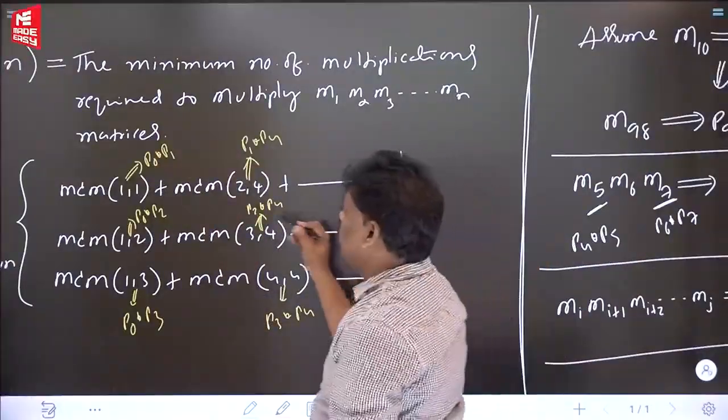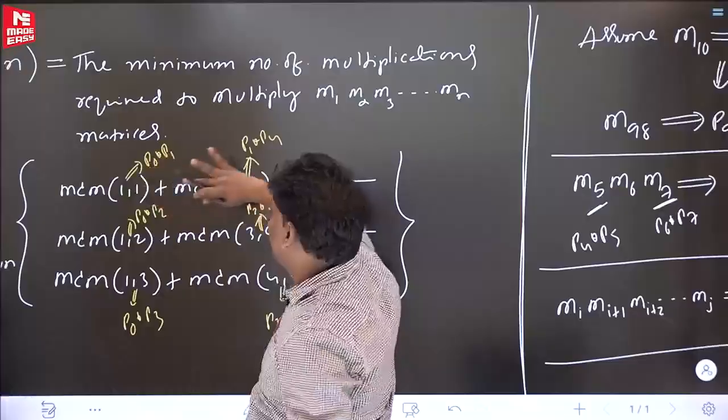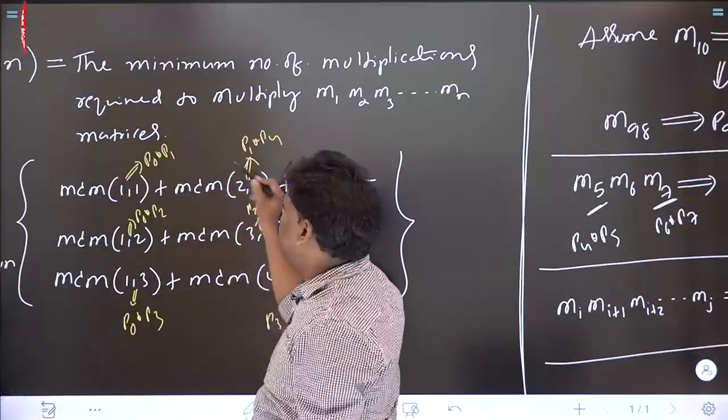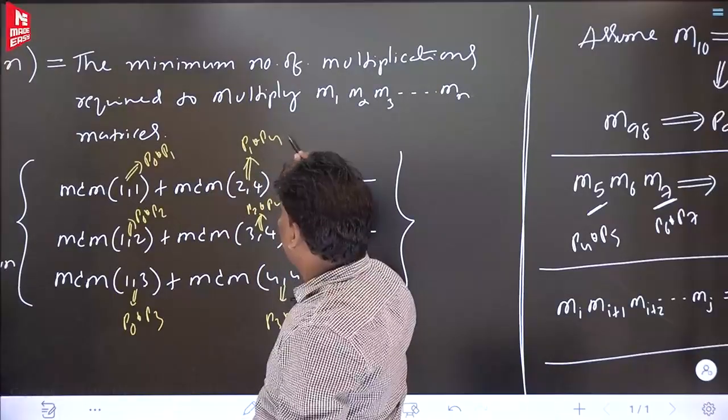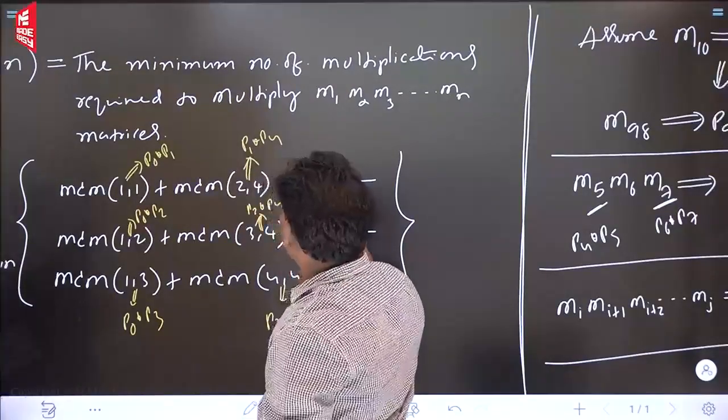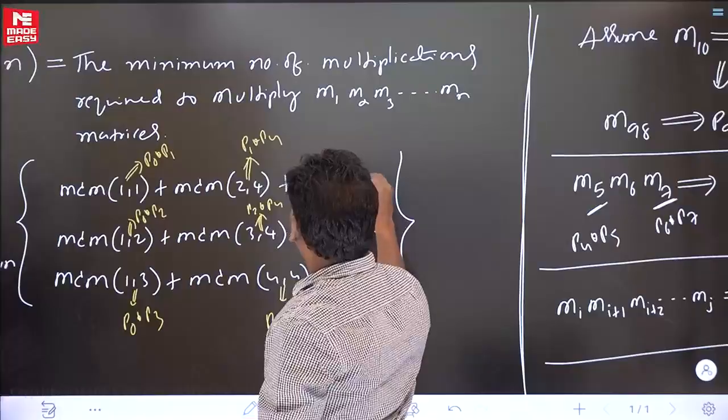Can you help me one small line now? So this is the left matrix, this is the right matrix. I have to combine. Right, what is the left matrix size? P0, P1. What is the right matrix size? P1, P4. Can you say resultant matrix size? P0, P4. Multiplications how many?